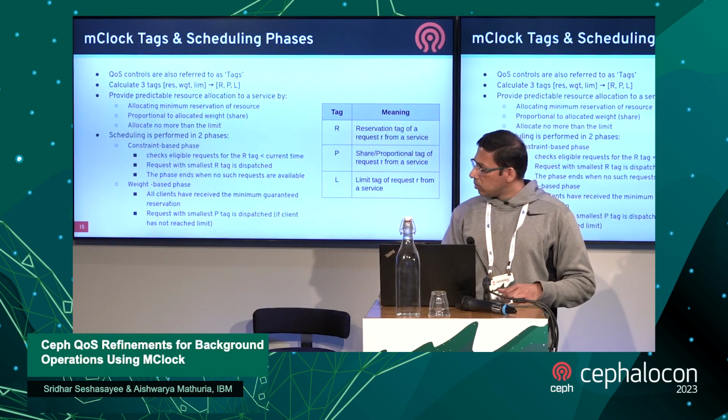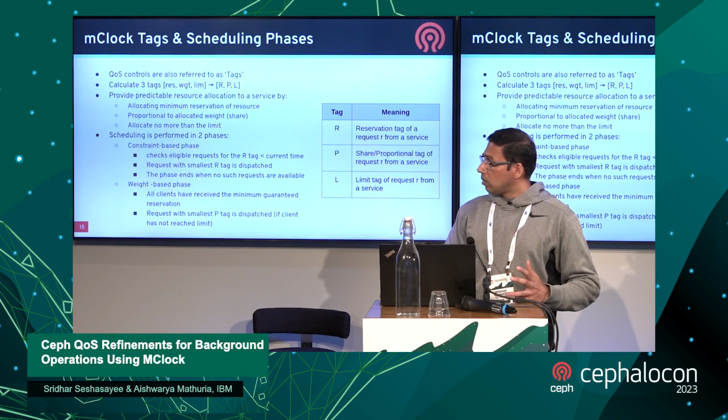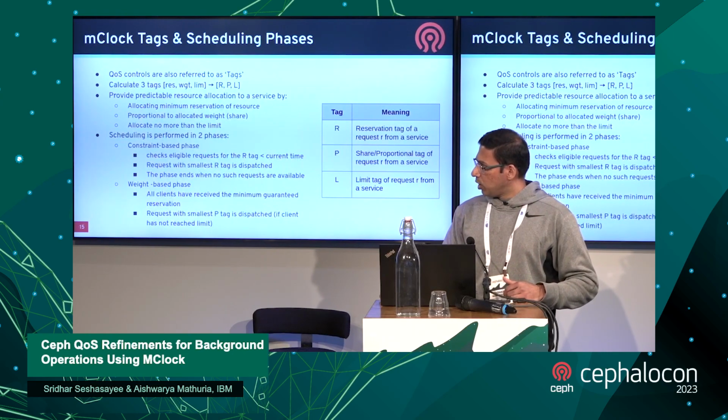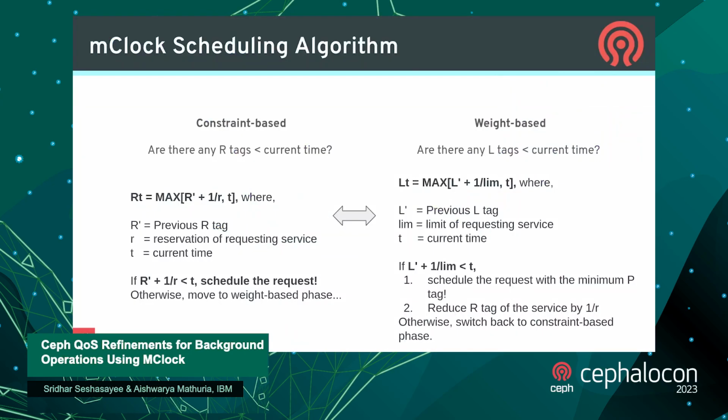As far as the scheduling itself is concerned, scheduling is performed in 2 phases. The first phase is the constraint-based phase, also called the reservation-based phase, and the second phase is the weight-based phase. So let's take a deeper look into what these 2 phases mean. I've tried to represent the algorithm in the most simplistic way. So I have divided this into the constraint-based phase and the weight-based phase.